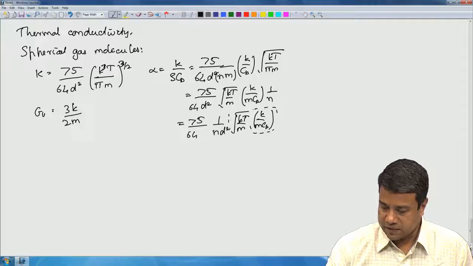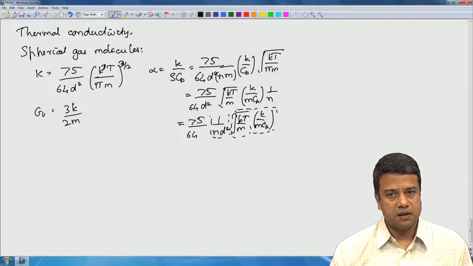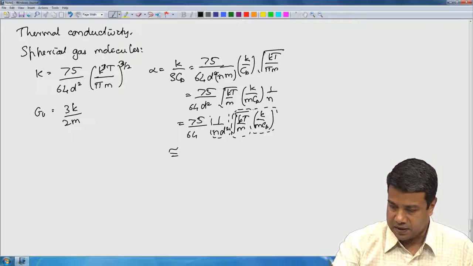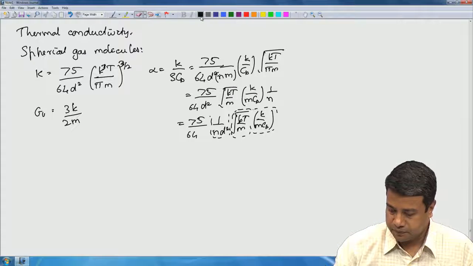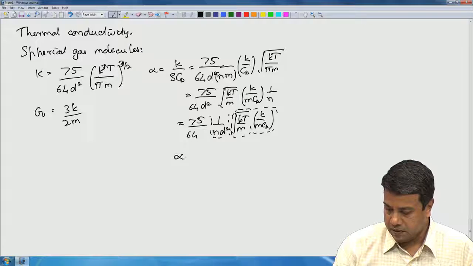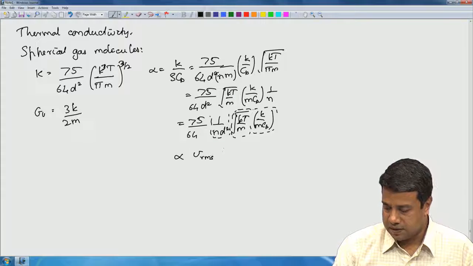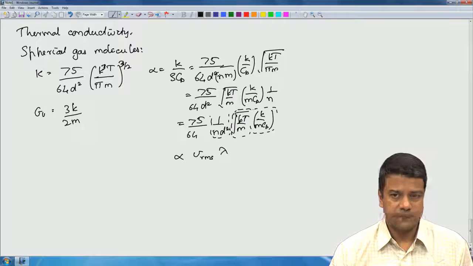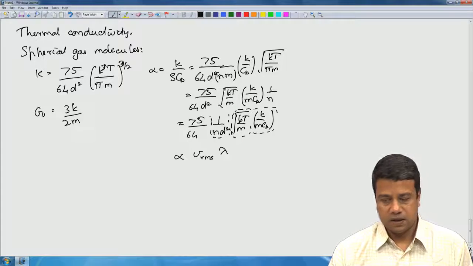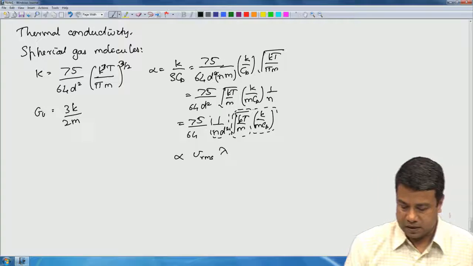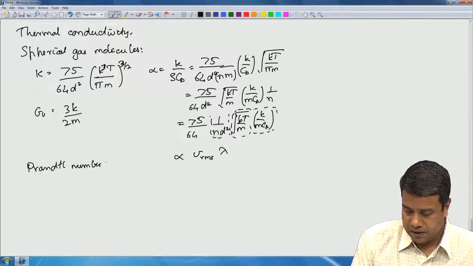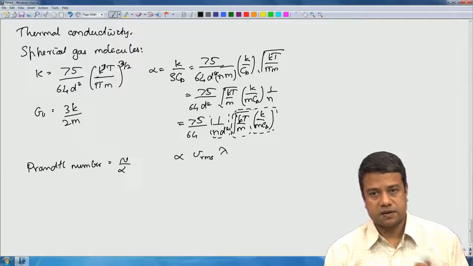This is proportional to the mean free path and this is proportional to the molecular fluctuating velocity. So, to within proportionality constants, this is exactly proportional to Vrms times the mean free path, and that is because the mechanism of transfer is the same, whether it is for gases or liquids. And that is the reason that the Prandtl number, which is equal to nu by alpha, is a constant for gases.